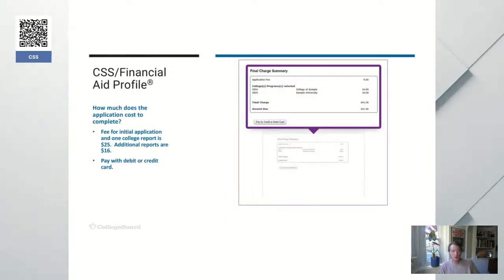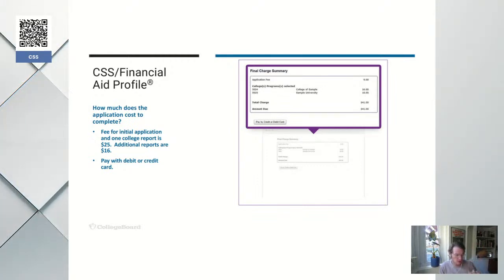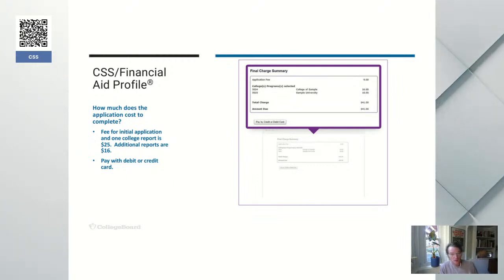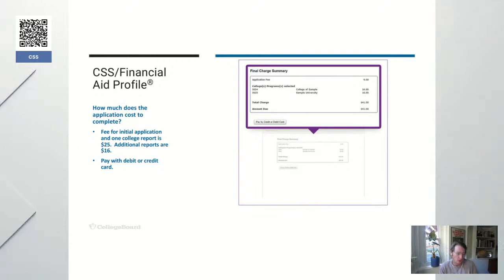And in order to apply, it costs $25 US for the initial application. And then each additional school that you want us to send this information to, it's $16. So let's say you're applying to 4 universities, it would be 25 plus 16 times 3. So that's how much it would cost. And you can pay that with a credit card, which is great. That makes it a lot easier.